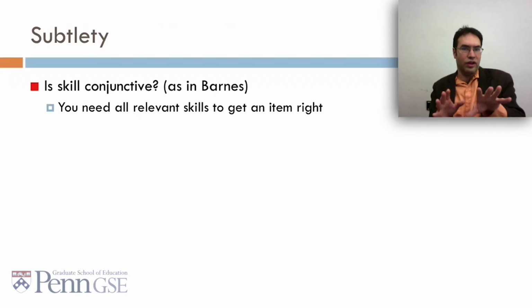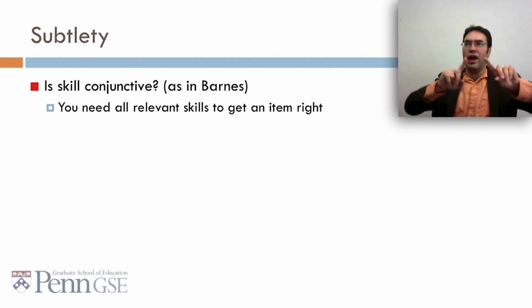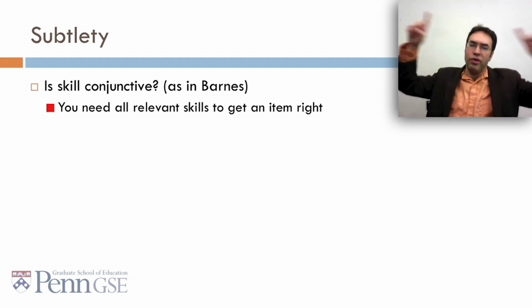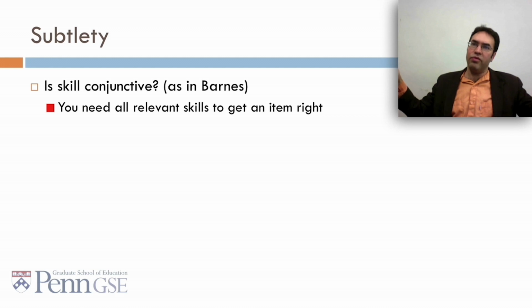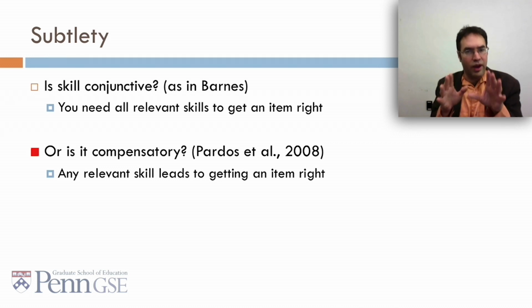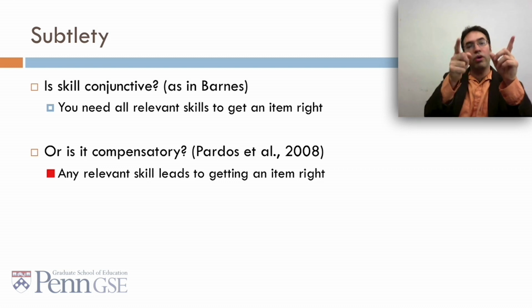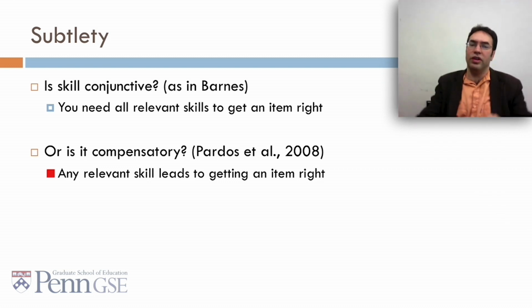So there's a subtlety. Is the skill conjunctive, as in Barnes, which means if an item has multiple skills, you need every relevant skill to get an item right. If an item involves skills 1, 2, and 3, you need to have 1, 2, and 3 or you're going to get it wrong. Or is skill compensatory, as Zach Pardos proposes, where having any relevant skill leads to getting an item right. In other words, if you have skill 1 or 2 or 3, any one of them, you're going to get the item right.